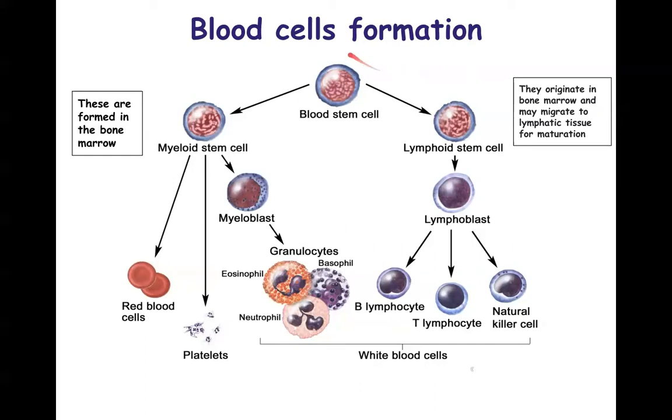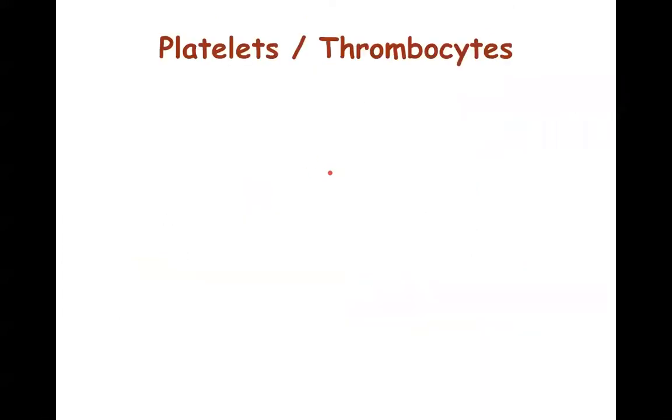Platelets are again formed from the stem cells in the red bone marrow of any person. These platelets are basically responsible for formation of a blood clot during an injury when bleeding is taking place. The platelets are also called thrombocytes because they are cells which are basically involved in formation of a blood clot. The word thrombus means a clot.